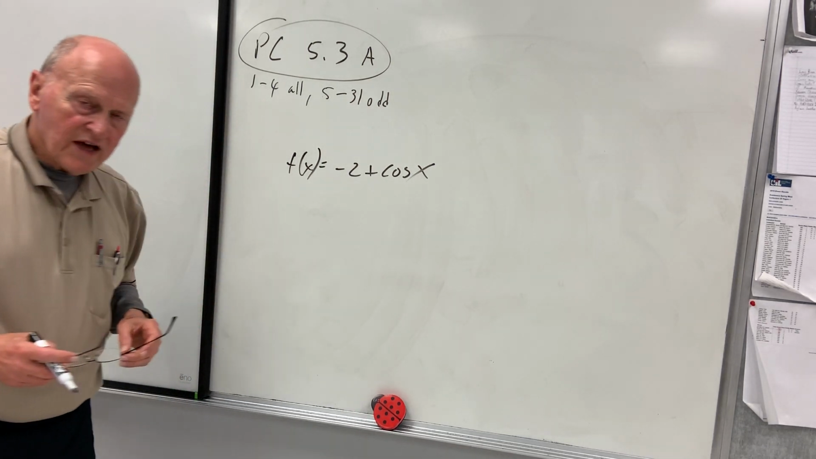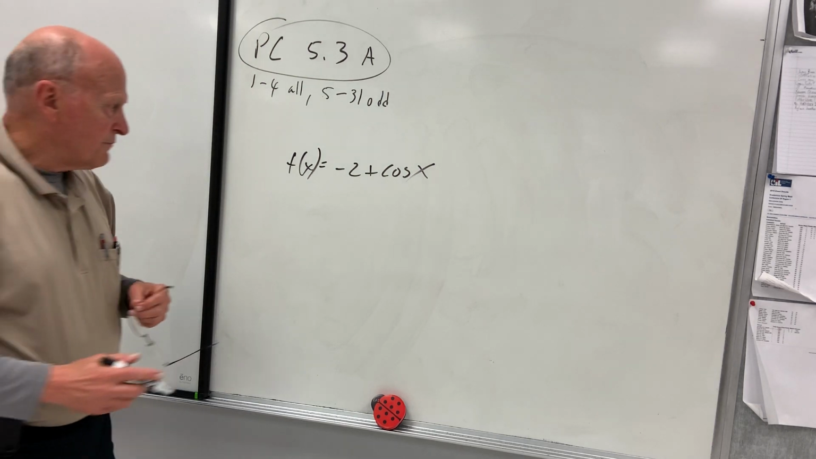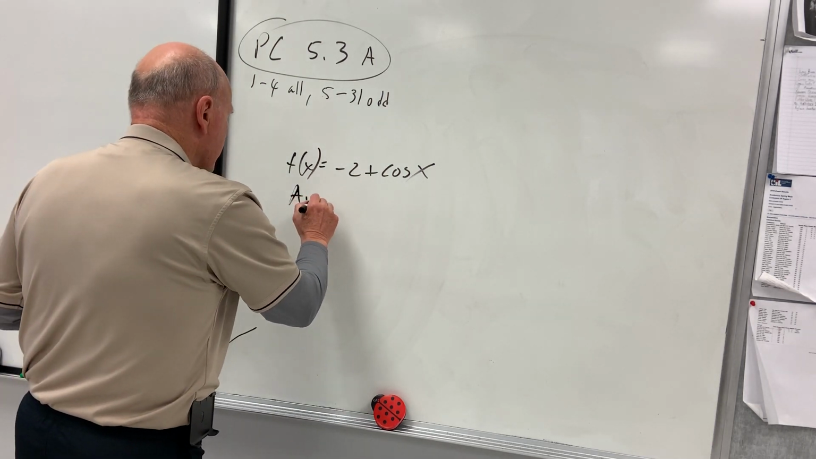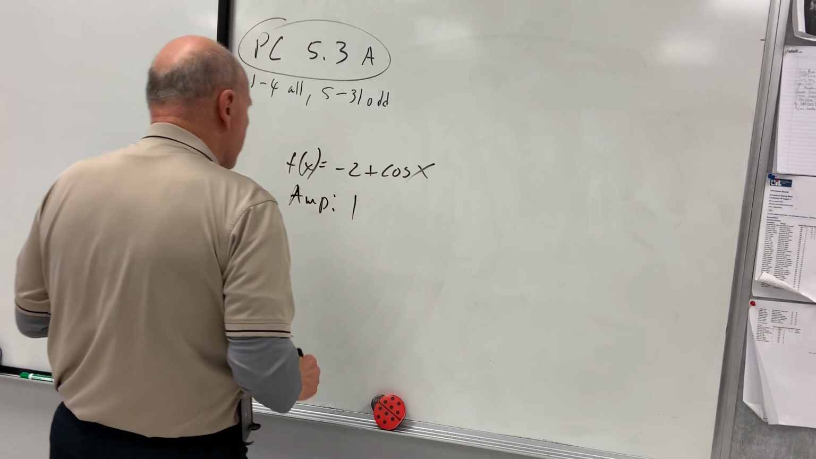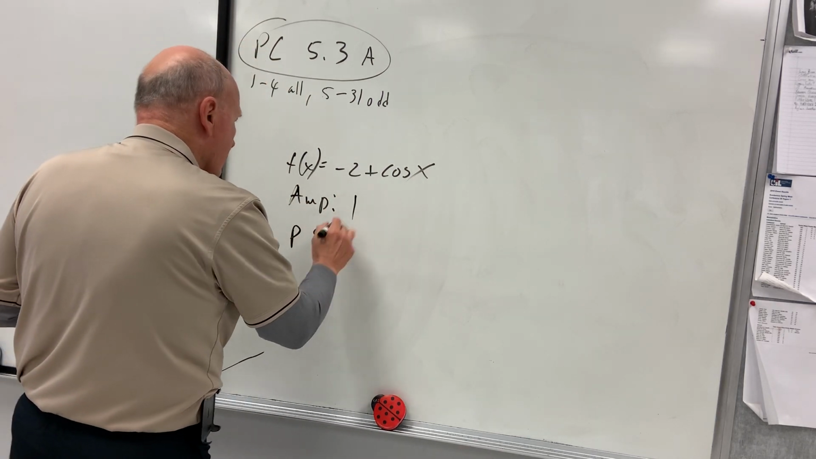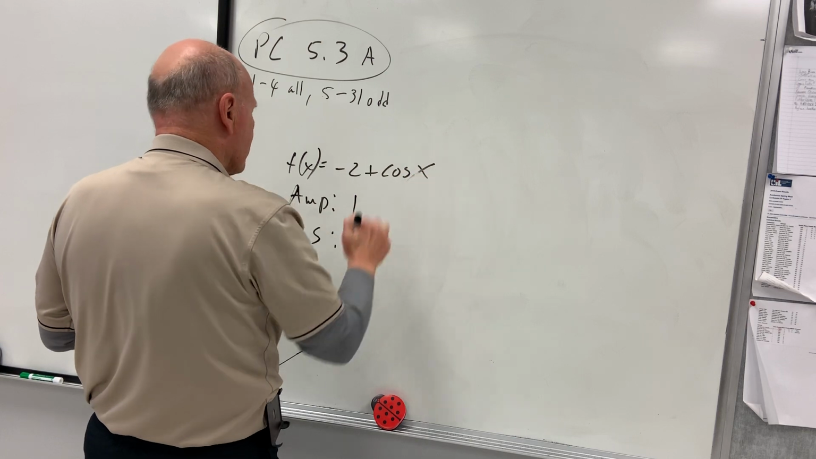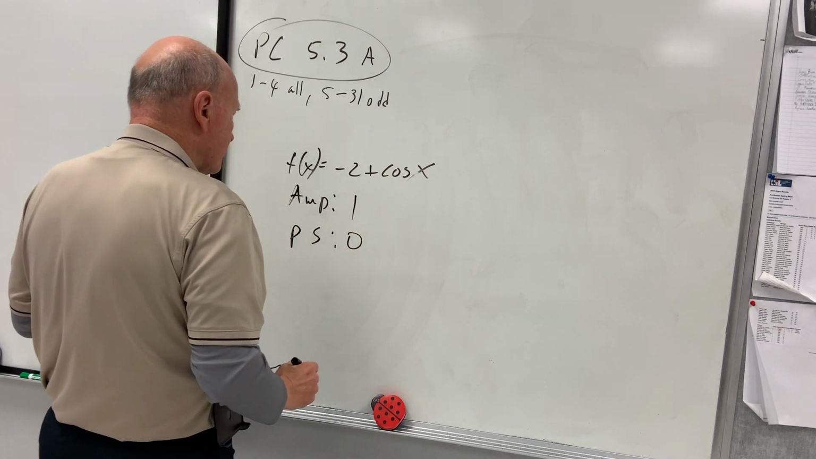The first thing we would do would put the amplitude down. That's like a 1 in front of that. I got an amplitude of 1. Put a phase shift. Well, there's not anything. There's not an x minus something here. The phase shift is 0.